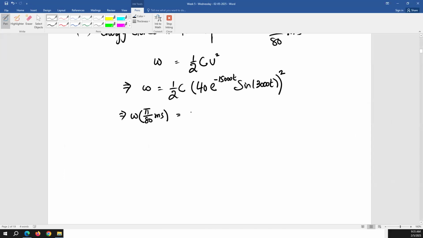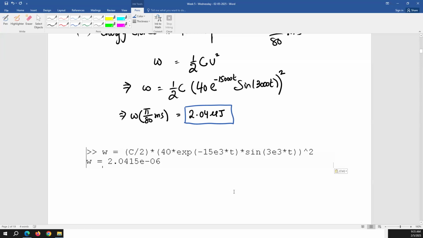First, let me write this down. What is the 2.04? What is the unit for the energy? Anybody remember? Joules. So microjoules. This is the calculation.